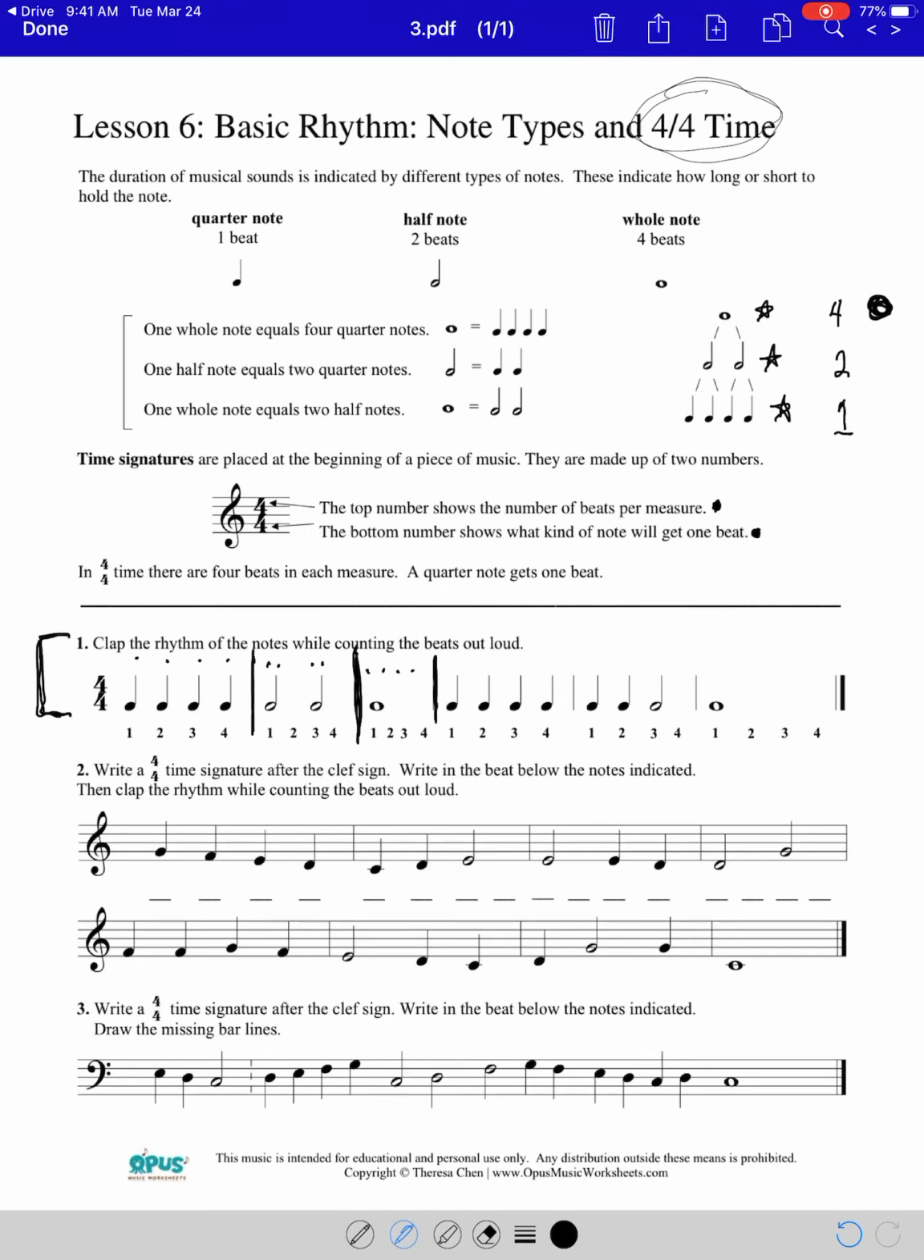If you were to clap or snap this, it would sound like this. Now here's something to keep in mind: when you have a half note, when you snap, you're going to wait 2 beats before you snap again. So from the beginning of number one, it would sound like this.